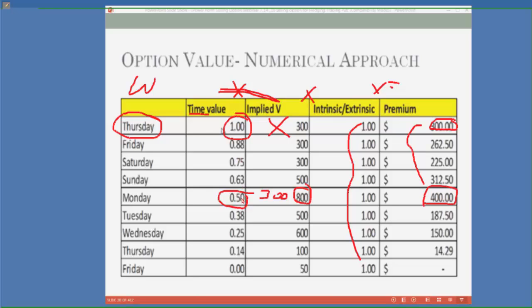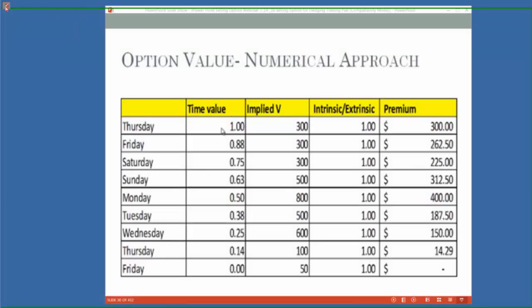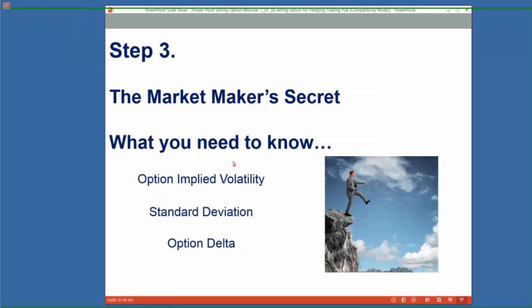And the other thing to be aware of is that time value goes to 0 at expiration and implied volatility goes to 0. So you better be aware of these two big components of pricing options if you're constantly buying. Now, step 3 is the market maker secret, and it's what you really need to know. This is a really important concept to understand when you're trading options, and this is the implied move and expected move.